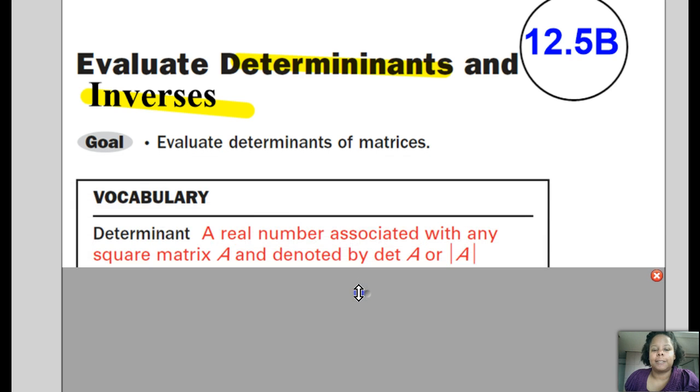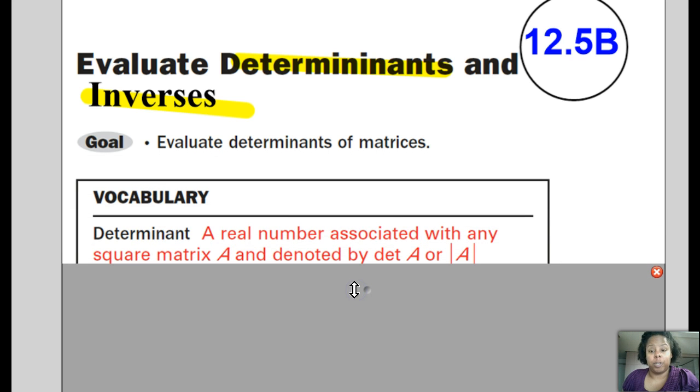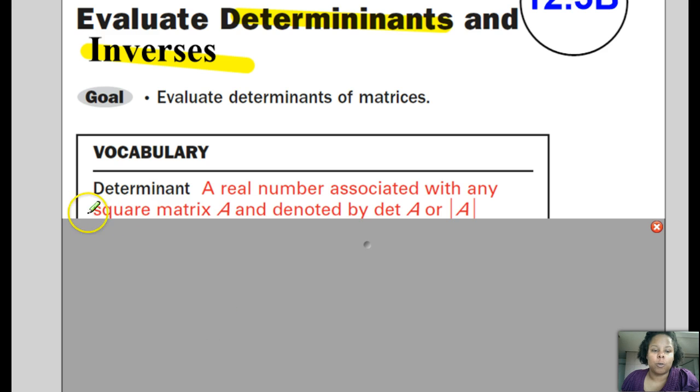Well, a determinant is a number, a real number that's associated with a square matrix. So we can only have determinants of matrices when the matrix is a square matrix. What does it mean to be a square matrix? When the number of rows is the same as the number of columns. In other words, when m is equal to n. Okay? And we denote the determinant of the matrix by either the phrase determinant of the matrix A or absolute value of A, which represents the determinant.